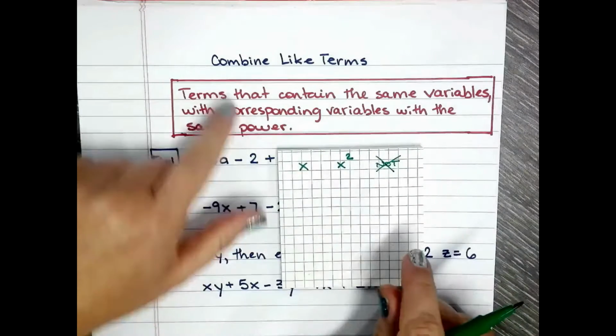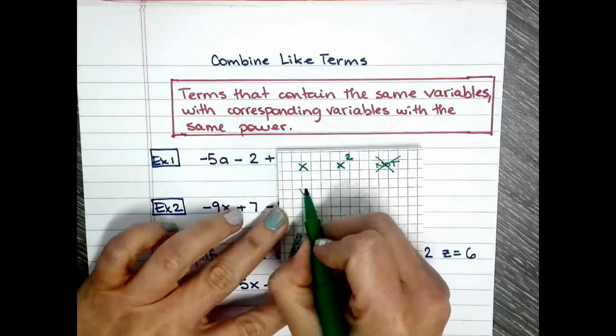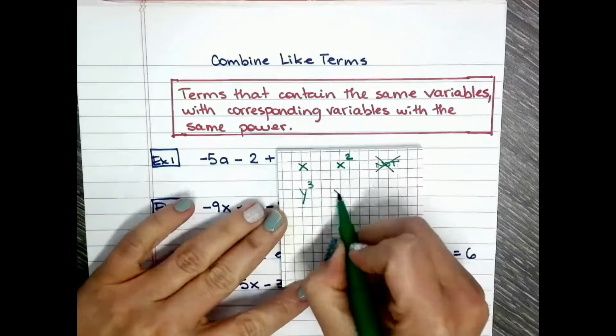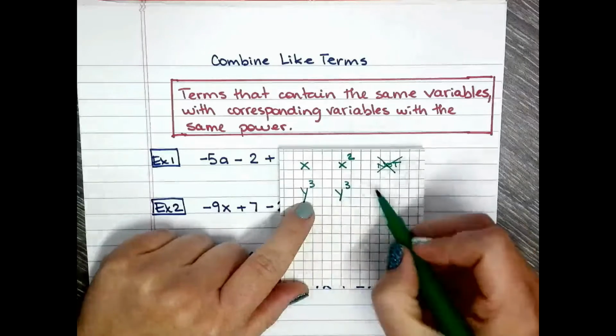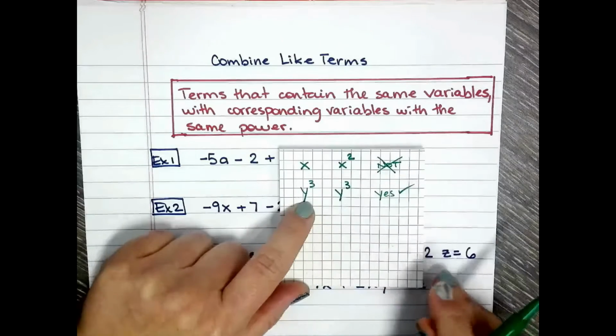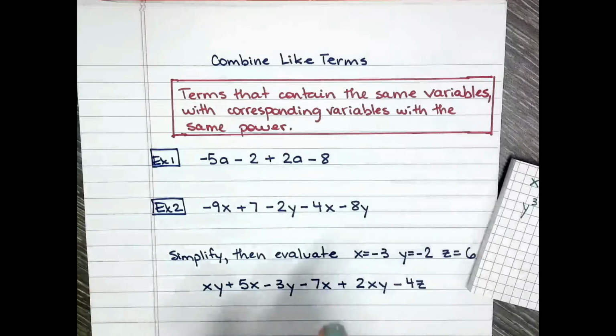Now, in order for them to be like terms, they have to have the same letter and also the same power. Now these two would be like terms. Just a quick overview right there. So, how does this work?